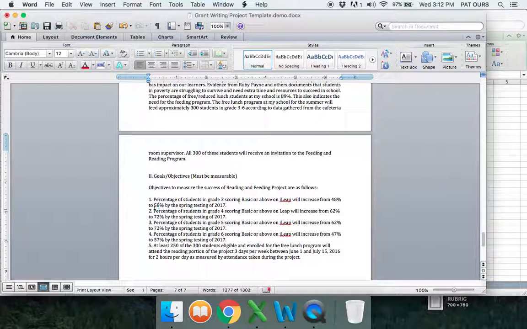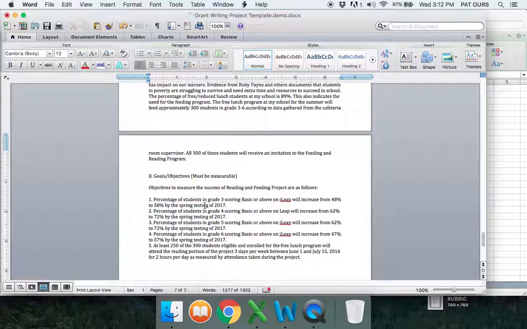So now look at this. This is specific. It's students in grade 3, basic or above, on what? iLeap, that's how it's going to be measured. What score are we going from and to, and what is the time involved? By the spring testing of 2017, because that's the next time we're going to give the test. So that is why when we use state testing, we kind of have to use their dates. And since this is a make-believe project, I can easily do that.